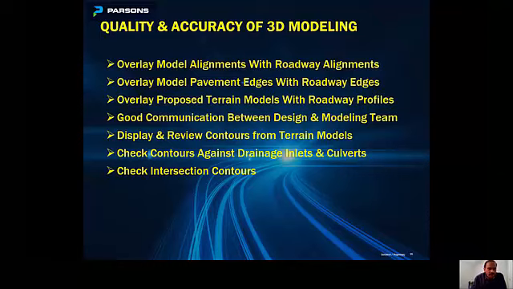With the help of 3D model contours, we can look at intersection contours to make sure that there are no ponding issues, no cross slope issues, and no tie-in issues at the intersection.